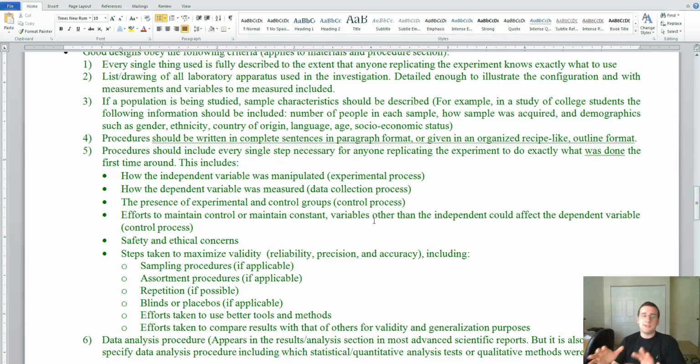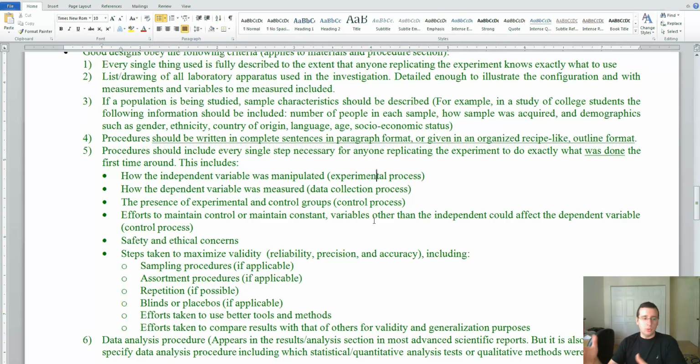I'm also looking for safety and ethical concerns. Is there anything about this experiment that could cause ethical problems, or anything about this experiment that could be dangerous in some sort of way that I have to know about, or that people involved in the experiment should be aware of? Also looking for steps that you took to maximize reliability or validity, accuracy, precision.